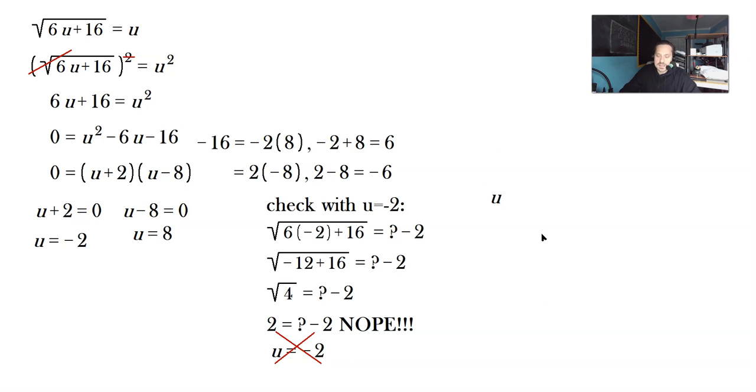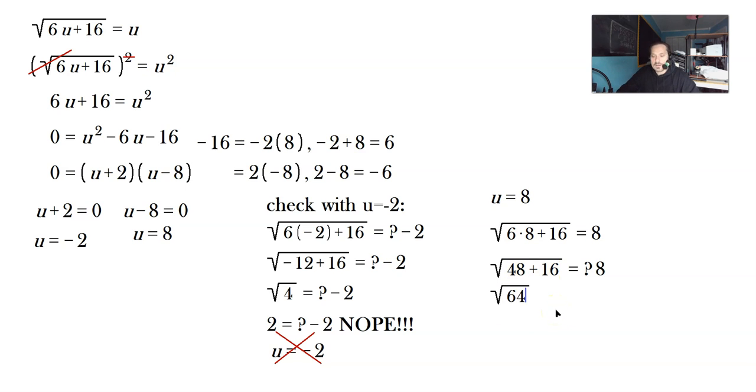You can check with the 8 if you like, but you will see that it does work. So when u has the value 8, you're going to have the root of 6 times 8 plus 16, and we're checking, does this equal +8? Work through that. 6 times 8 is 48, plus 16, we're checking, does this equal +8? I meant to put an 8 up here, not a u. We're checking whether the sides are equal. All right, next one here. So go through that. It's going to give you 64. All right, does that equal 8? Well, the root of 64 is 8. That certainly does equal the 8 on the right side.